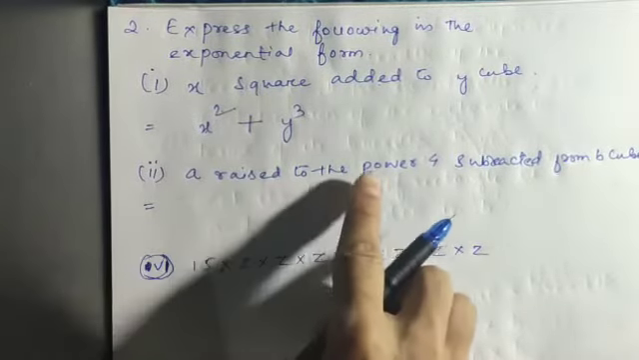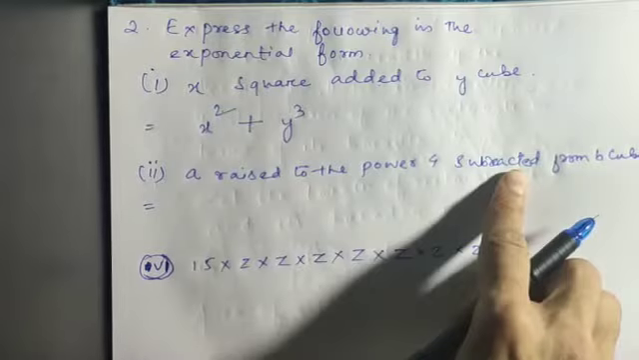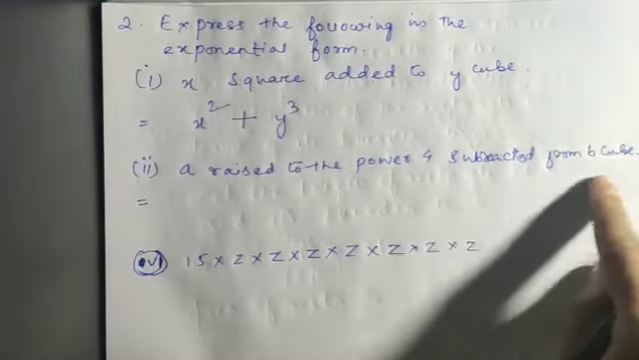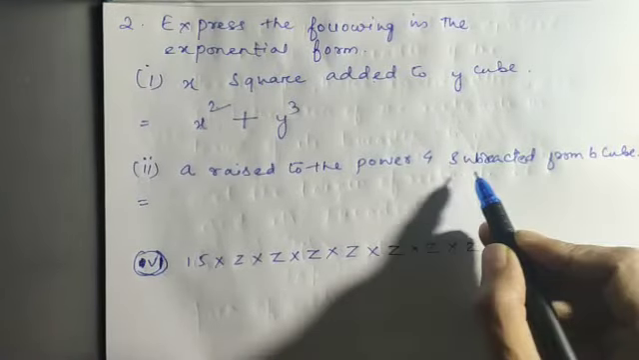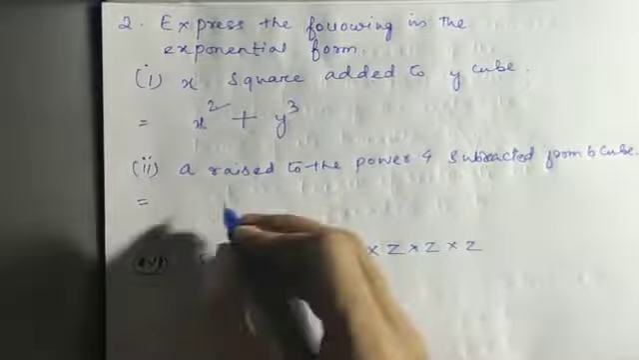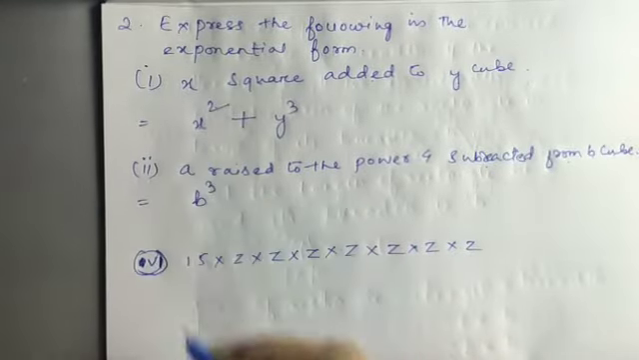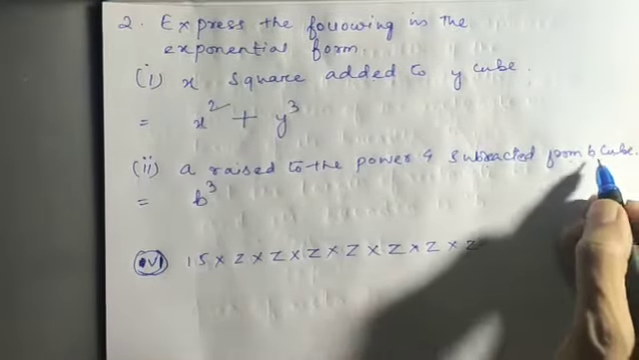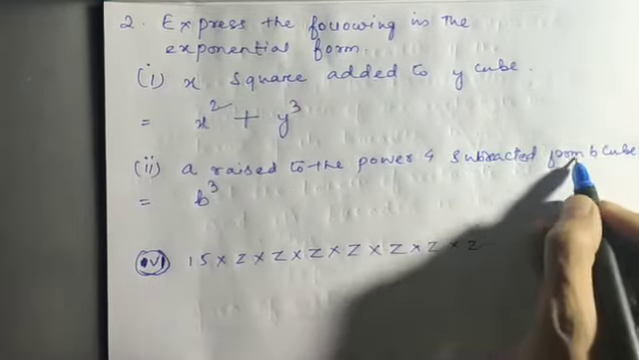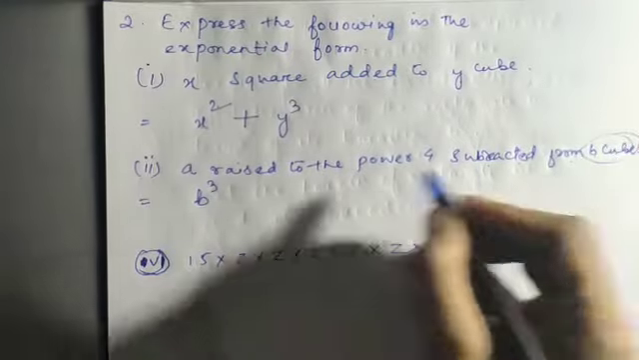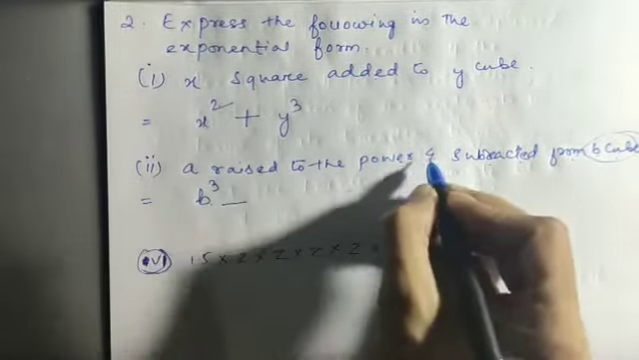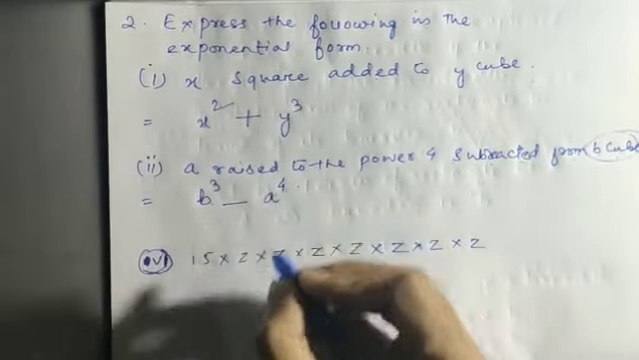A raised to the power 4 subtracted. Whenever subtracted, that one we have to write from first. Okay, we have to see from whom. Subtracted from b cube, b cube. So that one we have to write down first. We have to subtract a raised to the power 4 subtracted from b cube. So b cube we will write first. B cube minus a raised to the power 4, that means a power 4.